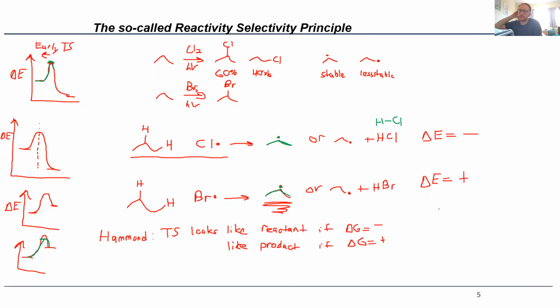And that's why one's exergonic and one's endergonic: it's because of the relative strength of the hydrogen chloride and the hydrogen bromide bond. The hydrogen chloride bond is stronger than the hydrogen bromide bond. Any other questions?